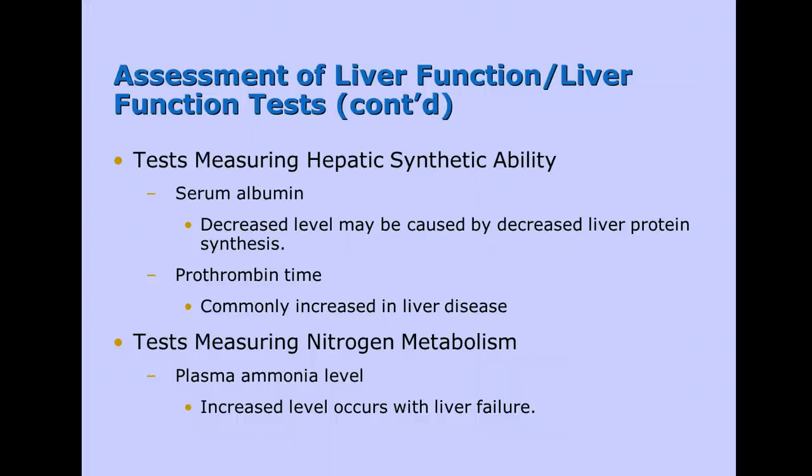Another thing we can look at is a plasma ammonia level. Those are often increased with liver failure. Remember that the liver is capable of turning urea or ammonia into BUN, so it can be eliminated in the kidneys. Well, if the liver is not able to do that, those ammonia levels will build up in the bloodstream.